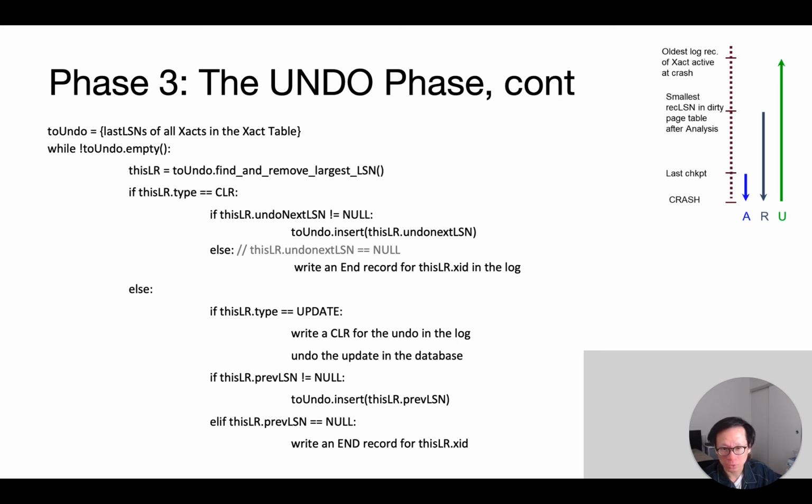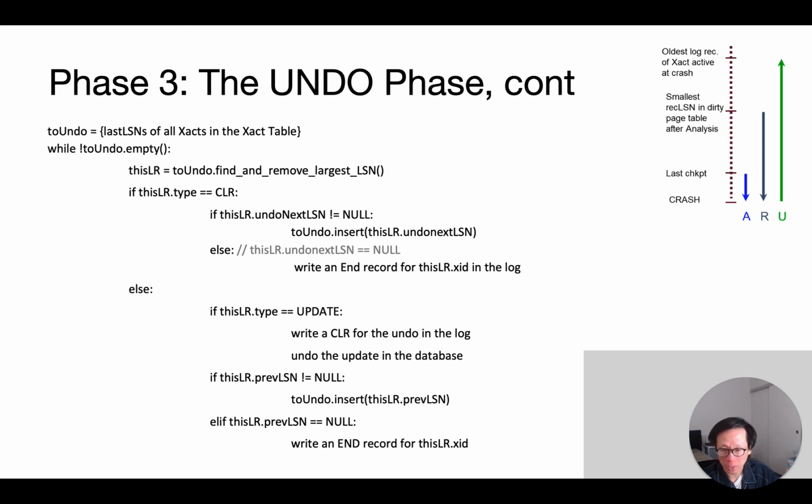Now, if this is a CLR, but its undo next LSN is actually null, then we succeeded in undoing everything for this transaction at that point. So we are at an end record for this LR in the log. We are done with that transaction, and of course that transaction is no longer in toUndo. We're finished with it, essentially.